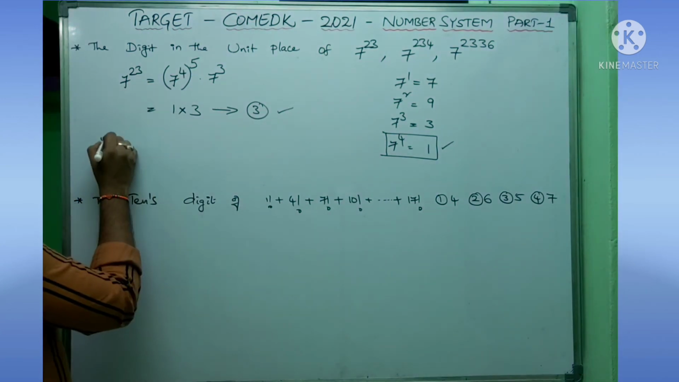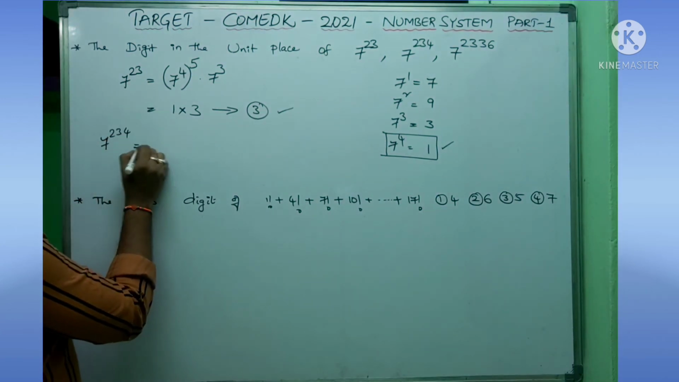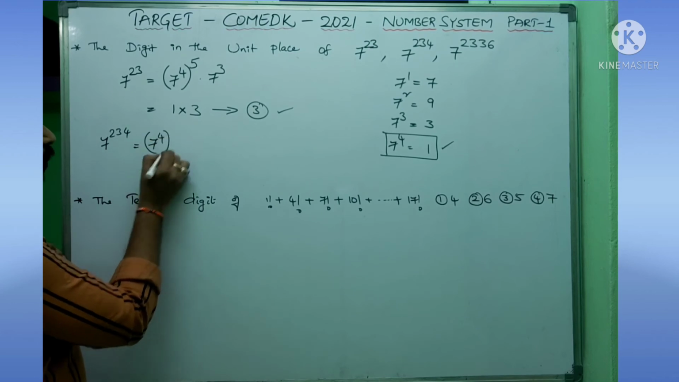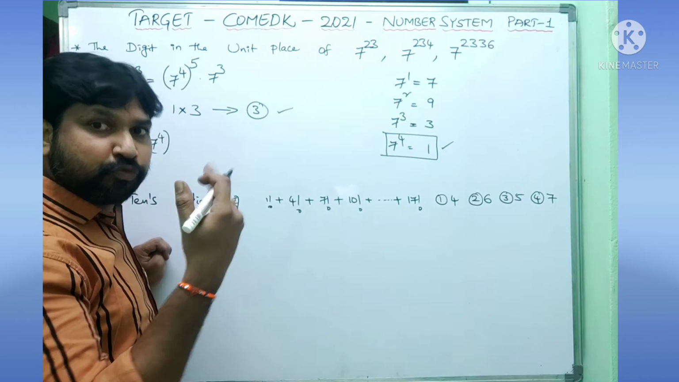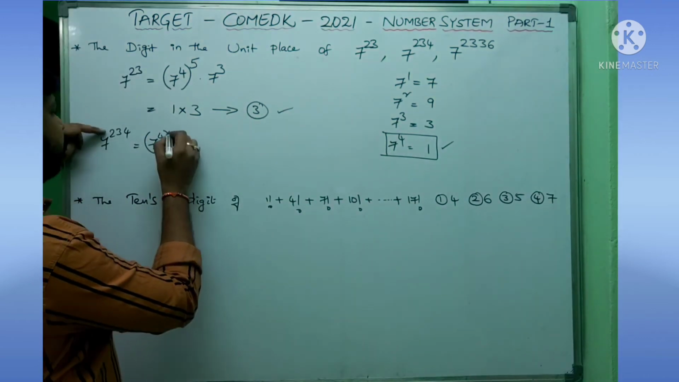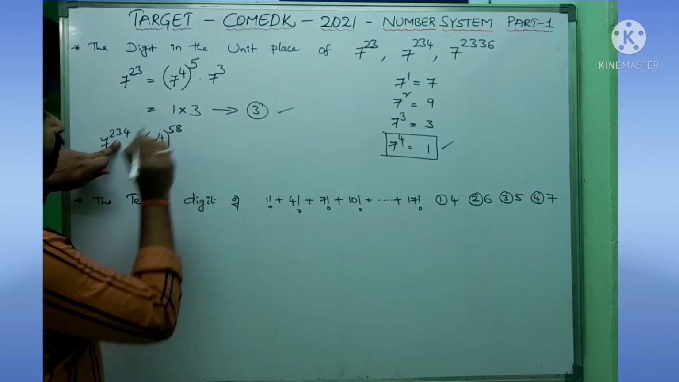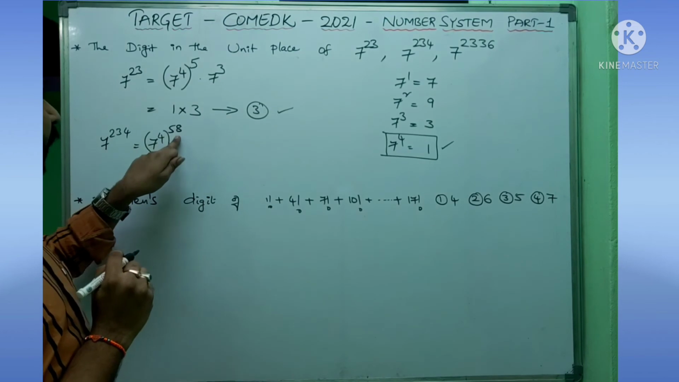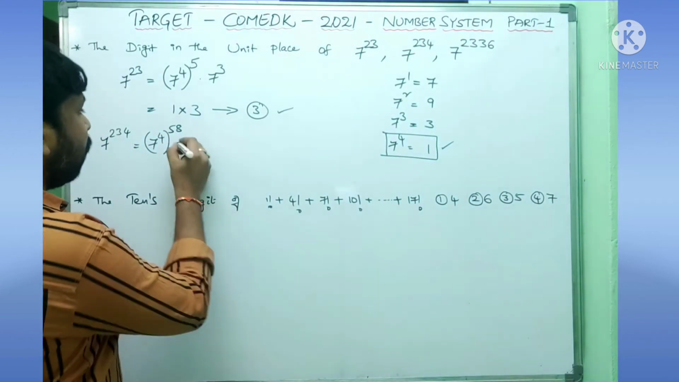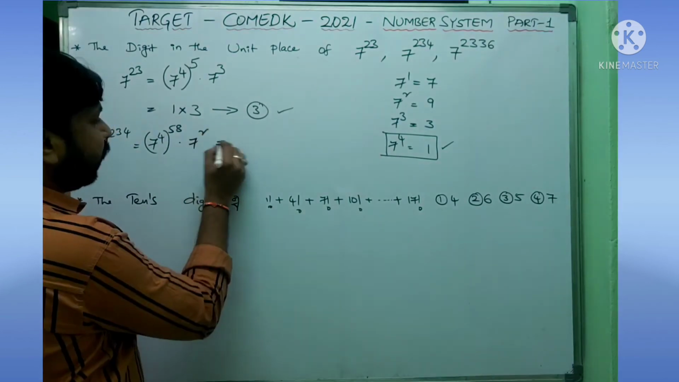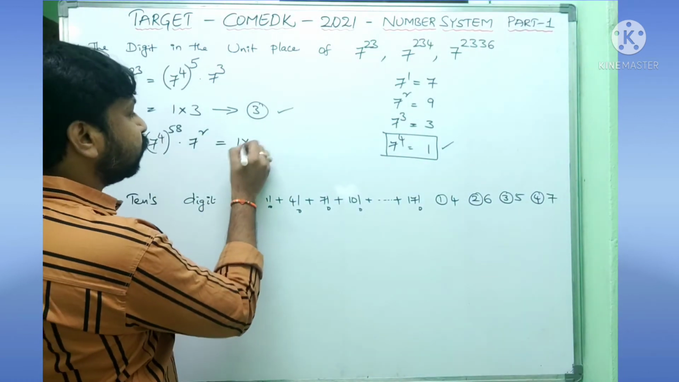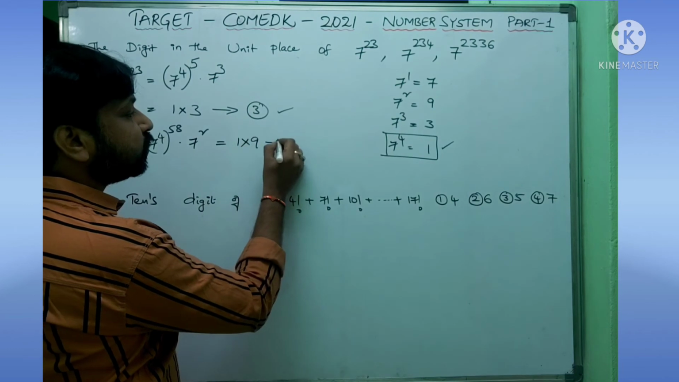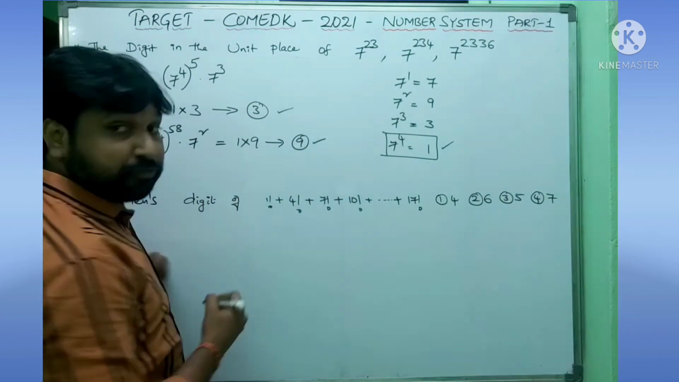Let us move to next question, friends. 7 power 234 is given. This can be written as 7 to the power of 4. Why? Because 7 power 4 units place is 1, that's what I need to convert into 7 power 4 formation. That is 7 power 4 into 58, 4 into 58 is 232, and hence into 7 square. 7 power 4 units place is nothing but 1. 1 power anything is 1, into 7 square units place is 9. This particular question's answer is 9, friends.